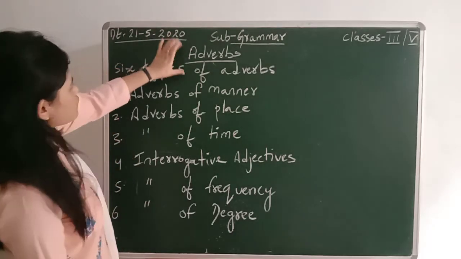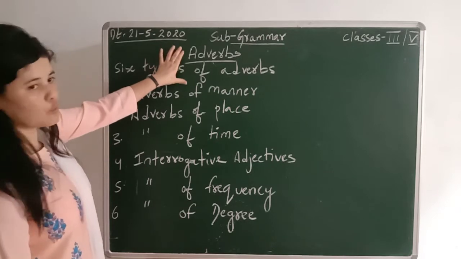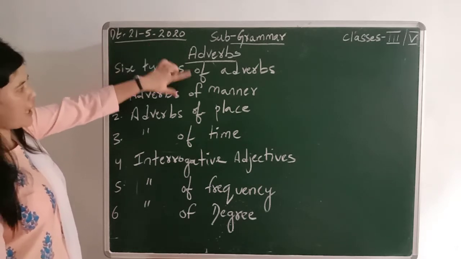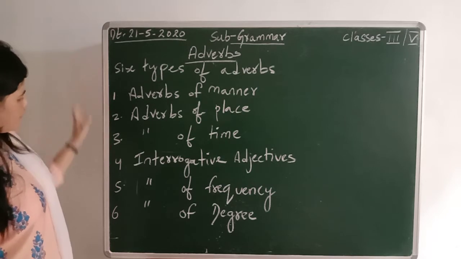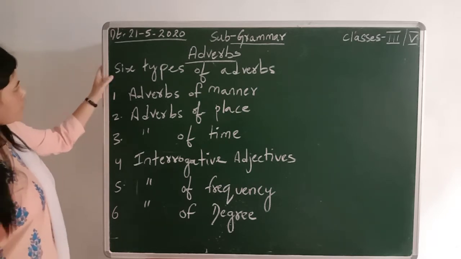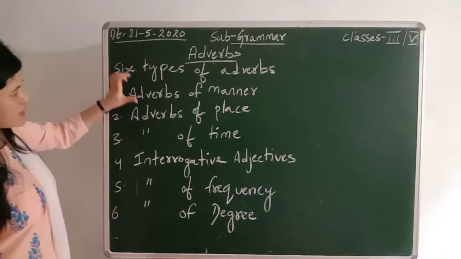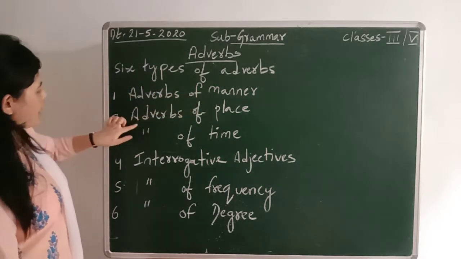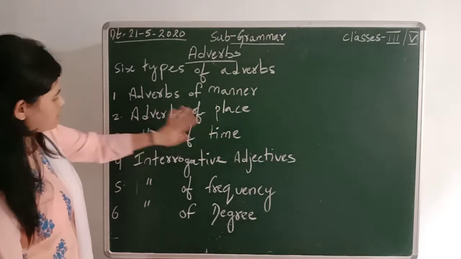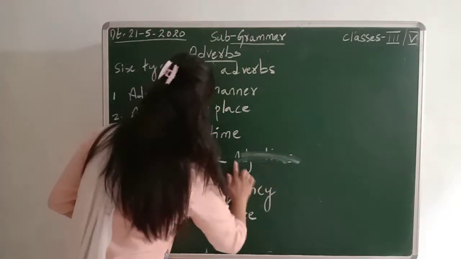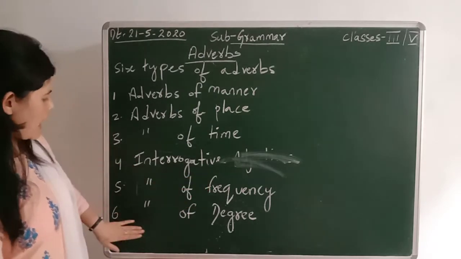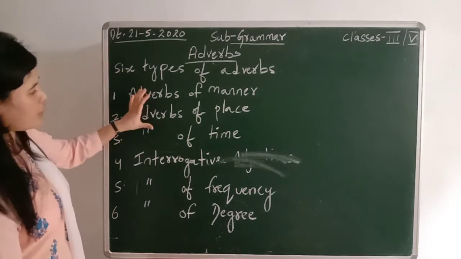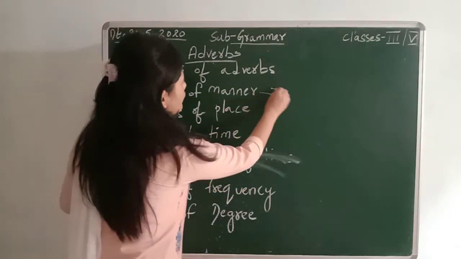Okay, so till now I have taught you about the definition of adverb along with its example. Now in this second part we are going to learn about types of adverbs. In your book only 4 types have been mentioned, but actually adverbs have been divided into 6 types: adverbs of manner, adverbs of place, adverbs of time, interrogative adverbs, adverbs of frequency and adverbs of degree. Let's look at them in detail.